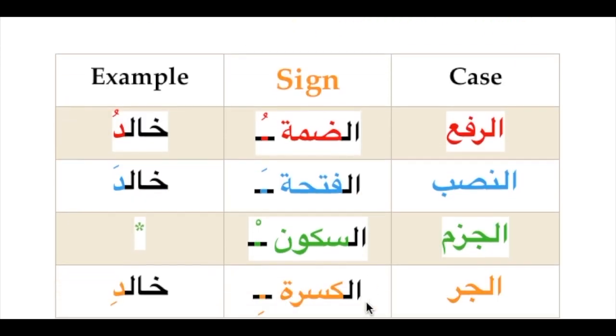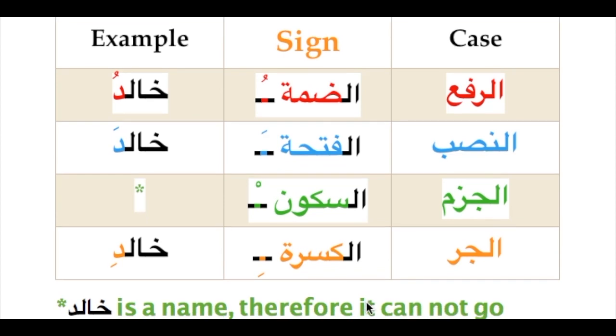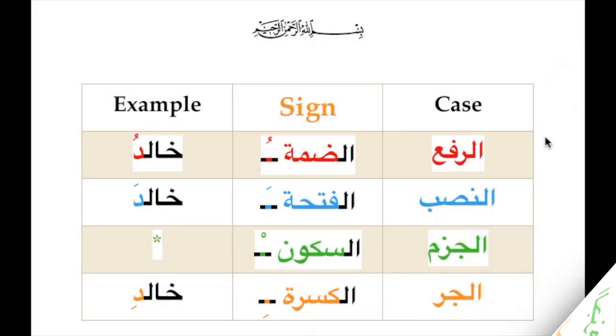Here we have an example. In our example, we use Khalid. Khalid is a name of a person. So remember that. We call that alam. And we will have a lesson, hopefully in the future, that deals with these things, the names of people or things.